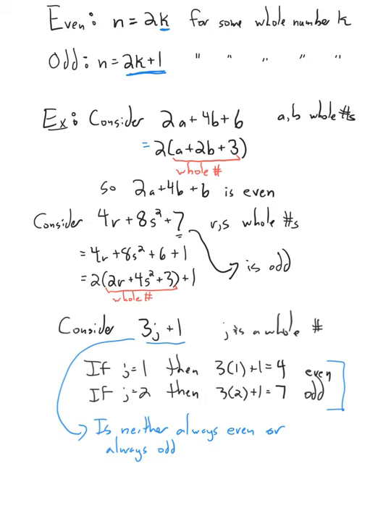Again, with these expressions above, no matter what a and b are, these are always going to be even, since it's 2 times some whole number. It doesn't matter what a and b are, this is still 2 times some whole number. Here, it doesn't matter what r and s are. This is 2 times some whole number plus 1. With this expression, it does matter. If, for example, j was 1, then the expression is even. If j was 2, the expression is odd. So it depends on what j is for this expression to be even or odd. So we can't say either way.